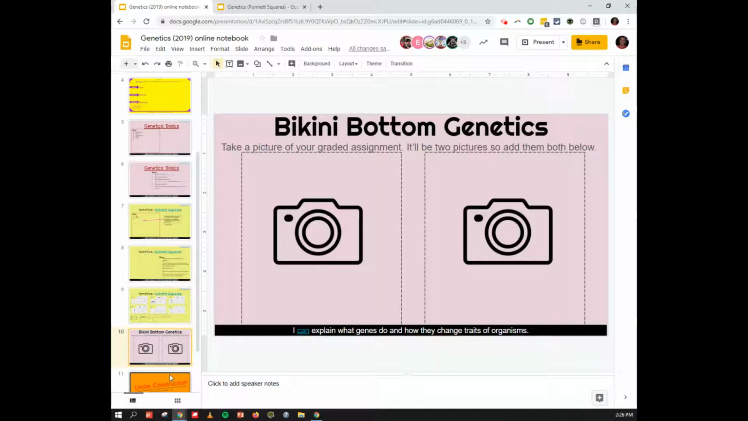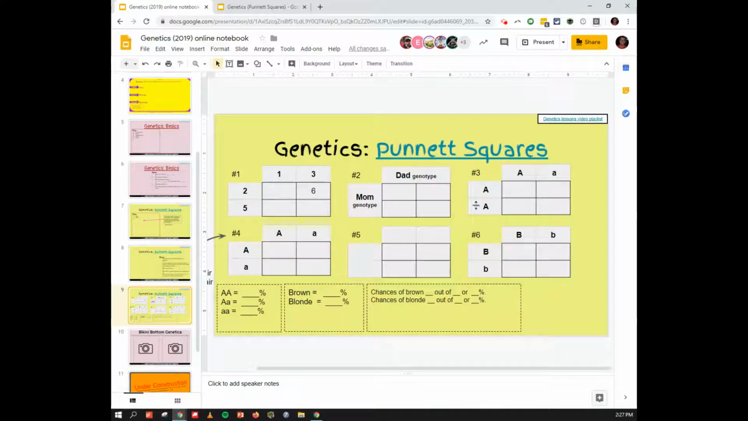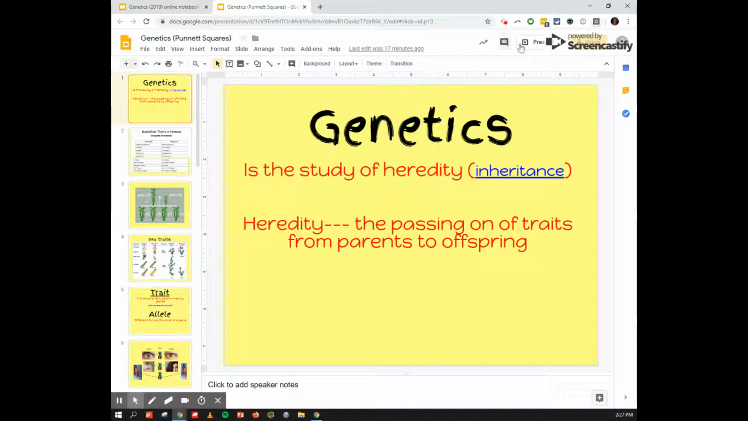And then at the end, we're going to do a bikini bottom genetics worksheet, which should be really easy. It'll kind of take you from baby steps, or from crawling up to baby steps, to walking with genetics. It'll be pretty easy. It'll be good practice. We're going to be doing some work on this in a minute, but let's go ahead and go through the genetics Punnett squares slideshow.